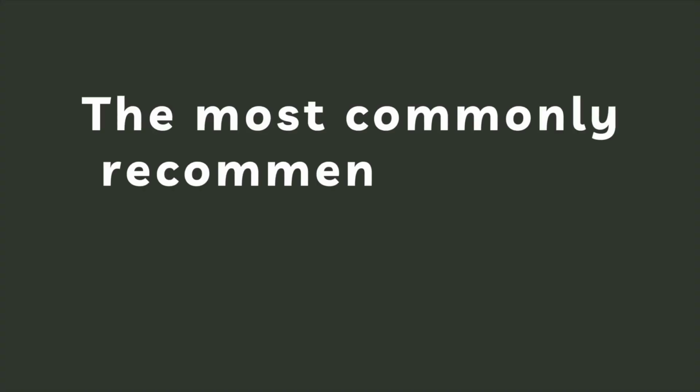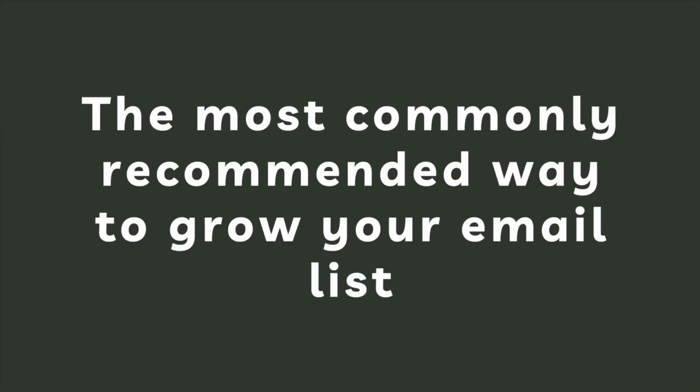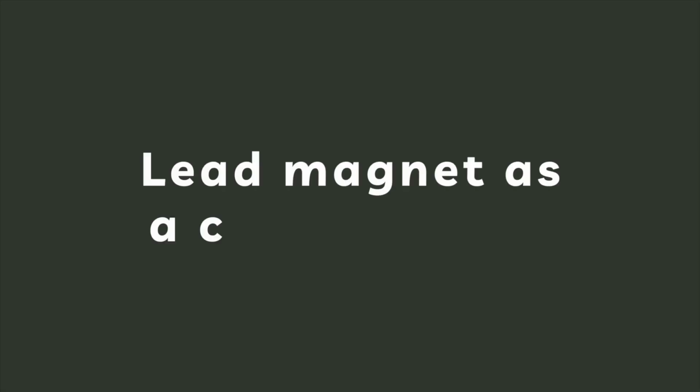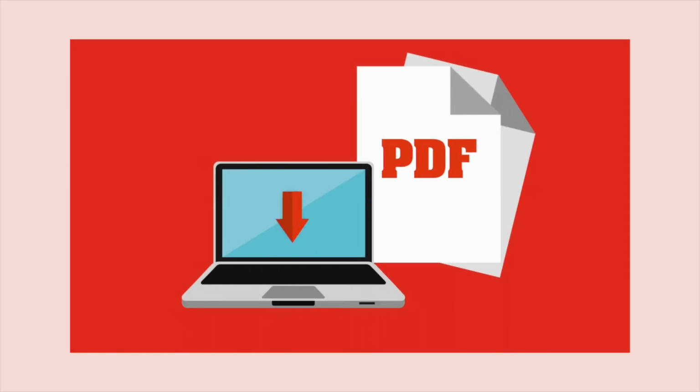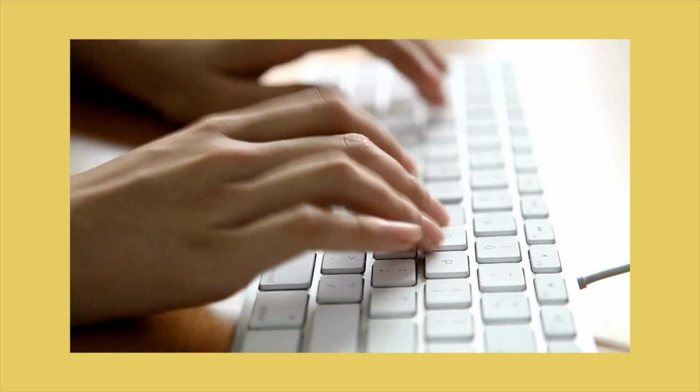But first, let me show you what happened when I didn't use this method and the change it made when I did. So before this method, I was using probably the most commonly recommended way of growing your email list. And that was to create content and to have a lead magnet as a call to action on my content channels, for example, Instagram or YouTube. If you don't know what a lead magnet is, it is basically a free small digital product that you offer in exchange for someone's email address.